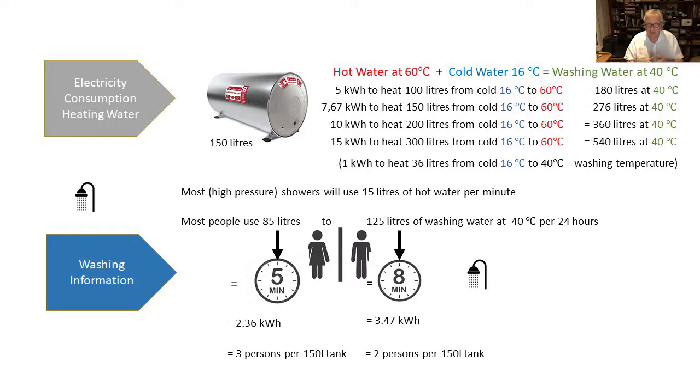Now, a little bit earlier, we referred to 7.67 kilowatt hours being the amount of electricity for a 150 litre tank. So just using those two examples, if you had the 5 minutes, which is 2.36 kilowatts, you put that into 7.5 and you get basically 3 people can use the water in the 150 litre tank. And at 125 litres, it drops to as little as 2.